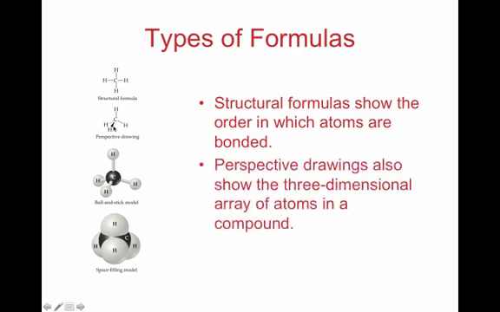Perspective drawings show us a three-dimensional arrangement of these different compounds, and this is when we get into molecular geometry a little bit later on in VSEPR theory, valence shell electron pair repulsion theory. To read this perspective drawing, anything that's a solid line is in the plane of whatever it's drawn on, be it the board or the paper. Anything that's dashed is going away from you, behind the board. Anything that's a wedge is coming towards you.